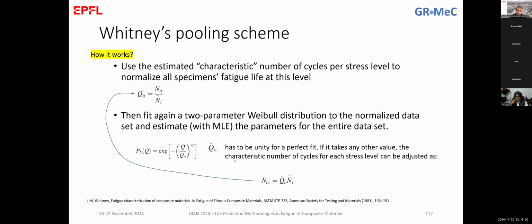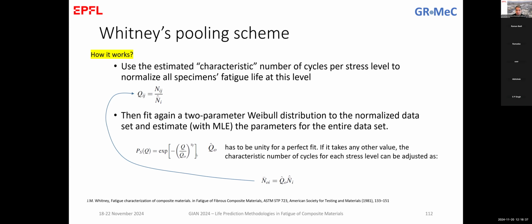The Q has to be unity for a perfect fit in this case. If it is not, then you have to go back and correct your values of cycles with this equation. So the Q that you calculate is not 1. You multiply the Ni by this Q, you estimate a new Q, you come back here, and you do the fitting again. You do this as long as the estimated value here becomes 1.